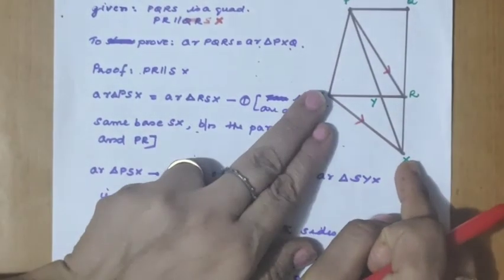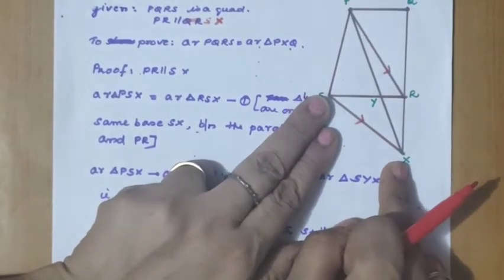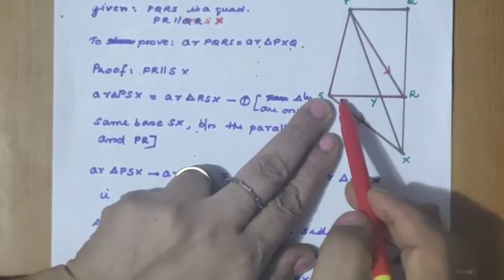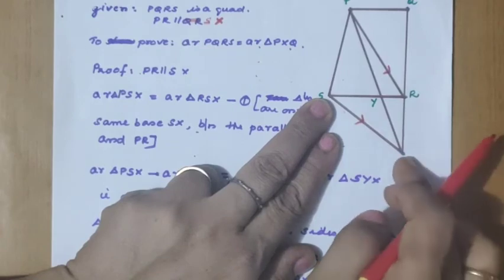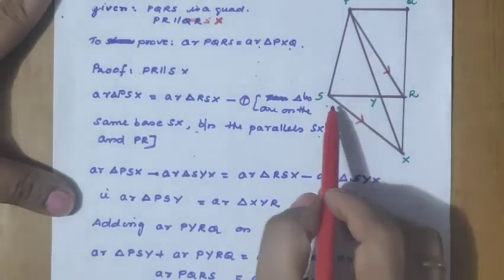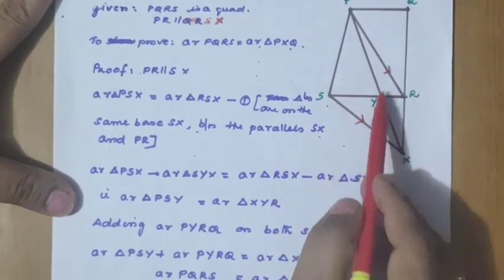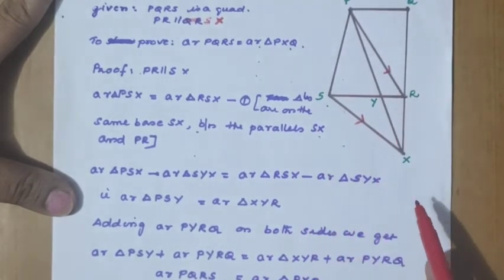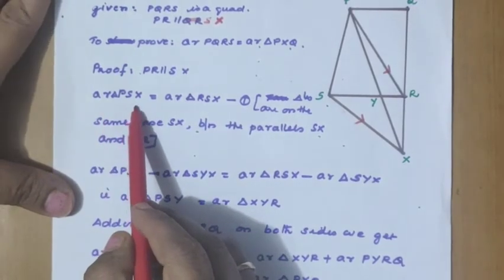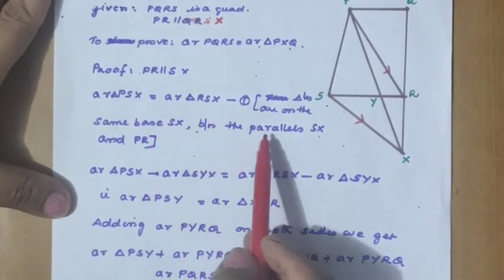So SX is the base we are taking. With SX we are getting PSX and RSX. Two triangles you can see in the diagram, PSX and RSX. Both are on the same base SX and between the same parallels PR and SX. So their areas are equal. So area of the triangle PSX equal to area of the triangle RSX.